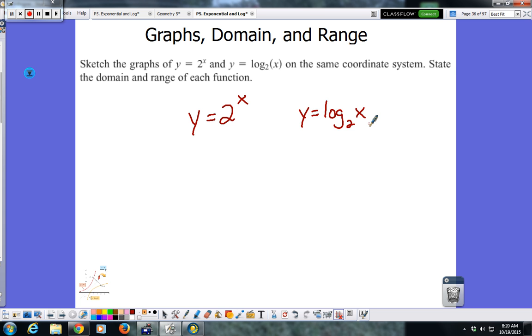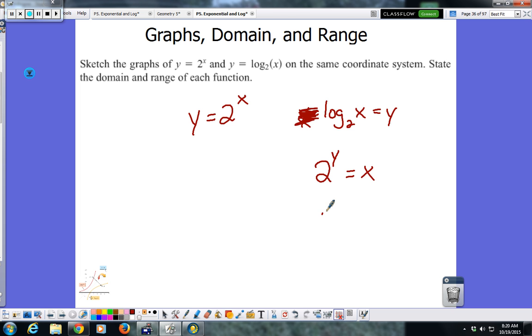Change forms here for me. This is in logarithmic form. Remember what I told you, and maybe it's easier if I put the y at the end. That's how you used to see it. Log base 2 of x equals y. 2 is the base. Change forms for me on this if you can. 2 raised to the y equals x, good. Everybody understand how he did that?